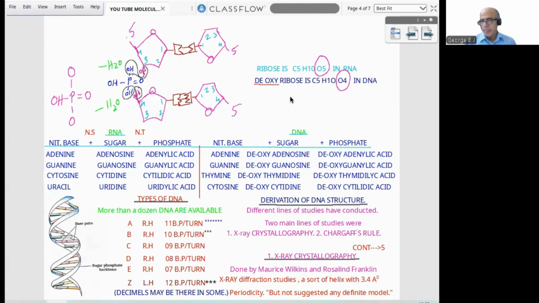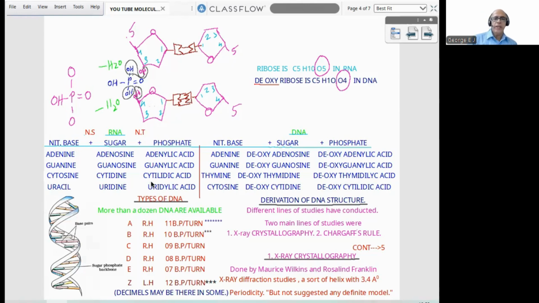And ribose has the molecular formula C5H10O5. That is the RNA sugar, ribose. Deoxyribose is in DNA, deoxy meaning one oxygen less. That is why it is C5H10O4. I think it is clear to all of you.